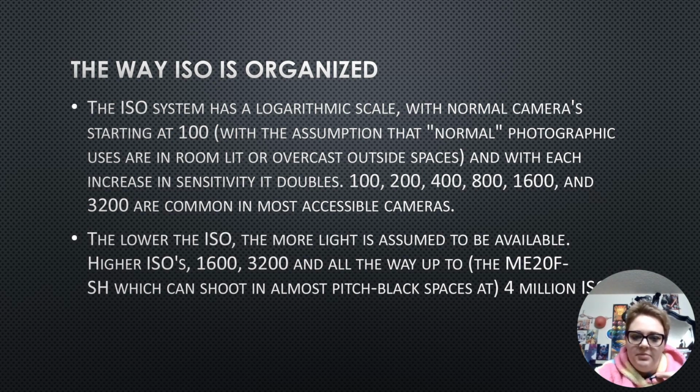Normal cameras start at about 100, with the assumption that quote unquote normal photographic uses are in well lit rooms or outside spaces with normal amounts of light. With each increase in sensitivity, it doubles, so 100, 200, 400, 800, 1600, and 3200 are common in most accessible cameras. The lower the ISO, the more light is assumed to be available. Higher ISOs, like 1600 and 3200, go all the way up to other cameras, like the ME20 FSH, which can shoot in almost pitch black spaces, and that one is at around 4 million ISO.